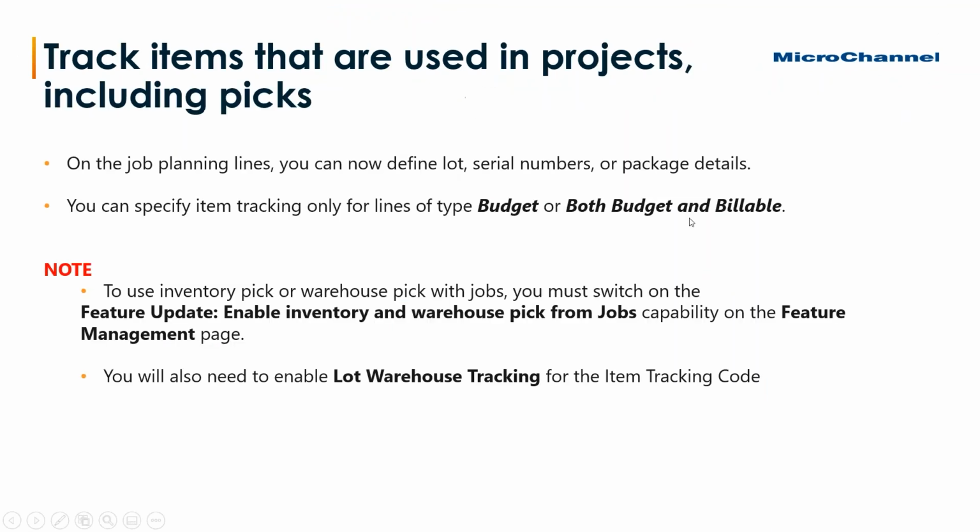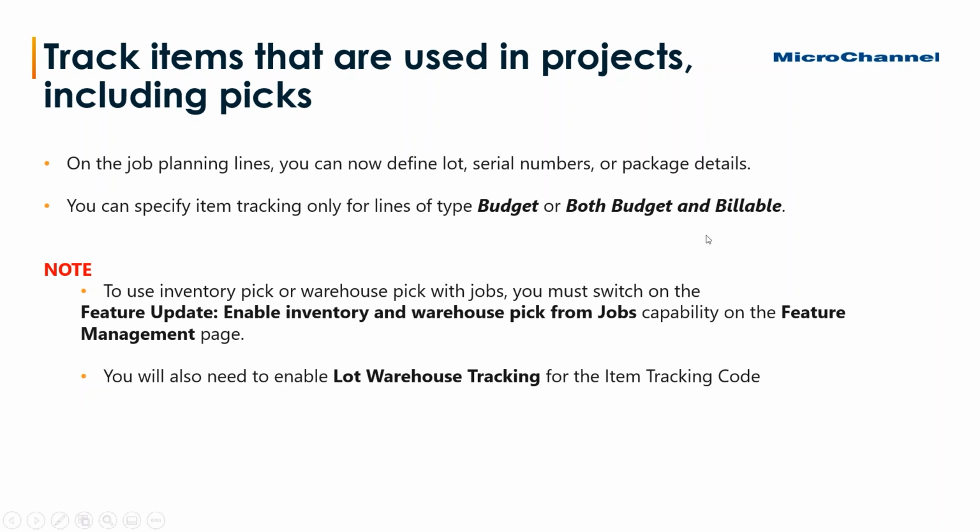So one of the last ones I wanted to look at is tracking items that are used in projects, including the picks as well. What they've now allowed us to do, for people who are using projects or jobs in Business Central, is when you get to the planning lines, it allows you to predefine any lot or serial or package items. But again, it's only available for budget or budget and billable. The other option is billable, and it's not available on that.